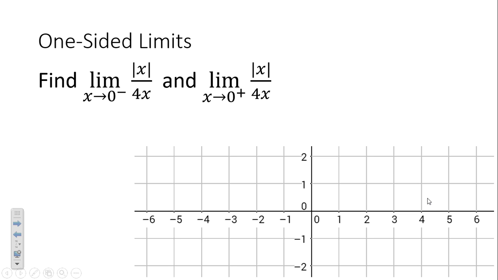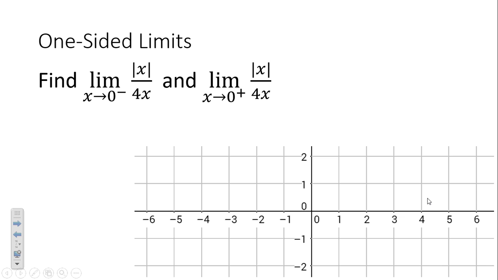So first of all, we're going to talk about one-sided limits. They want us to find the limit as x goes to 0. And here's that new symbolism that I'm talking about. What does this little guy mean? You see the little minus sign there? It's a way of saying the limit as x goes to 0 from the left. Does that make sense? From the negative side.